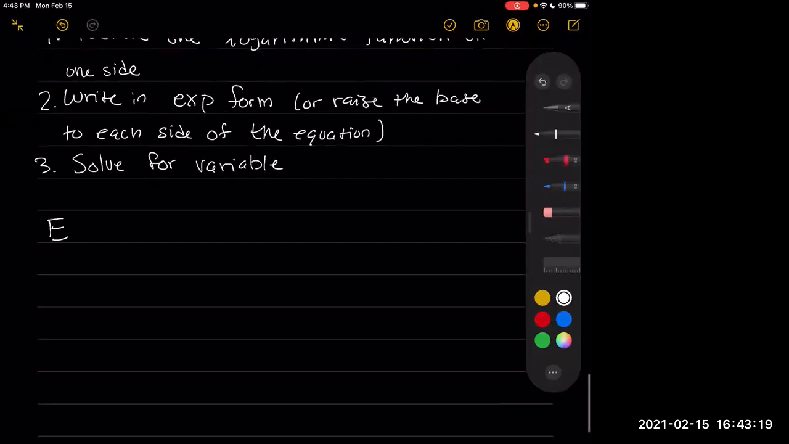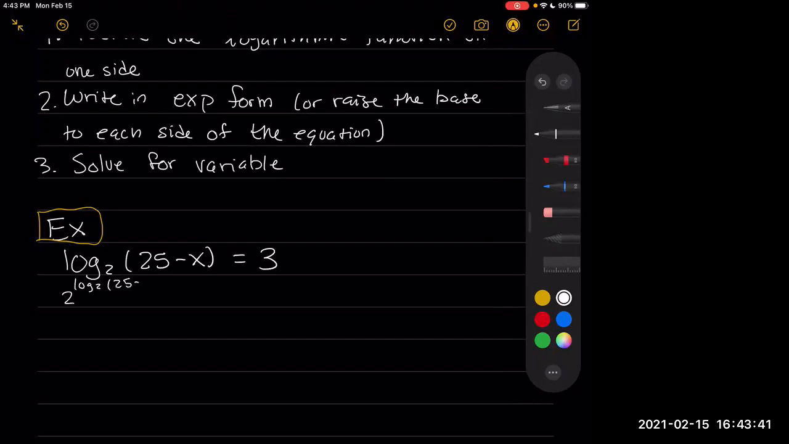So for an example, we're going to look at log base 2 of (25 minus x) equals 3. So if we do 2 raised to the log base 2 of (25 minus x) equaling 2 cubed, this will give us 25 minus x equaling 8. So therefore, x equals 17.